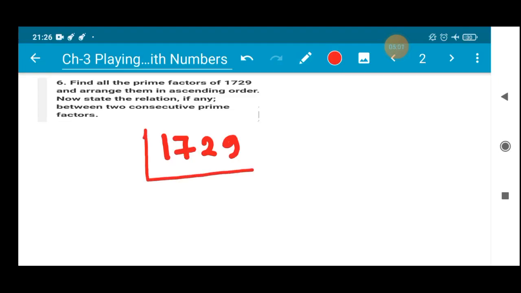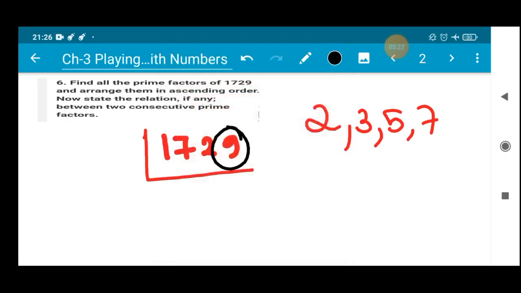Just see. I have told you already that whenever you start dividing, you have to choose the smallest prime number first, 2, right? If 2 is not able to divide, then you should proceed to 3. If 3 is not able to divide, then 5, then 7. In this manner you will proceed. First, let's check whether this can be divided by 2 or not. No. Why? Because 9 is an odd number, so 2 cannot divide. Okay, so let's check with 3.